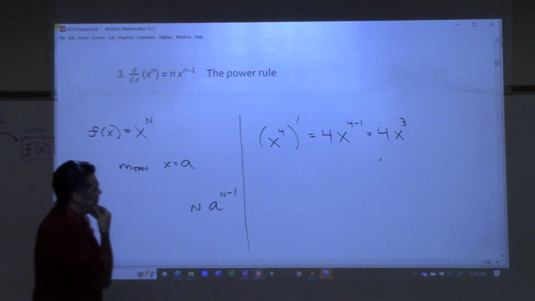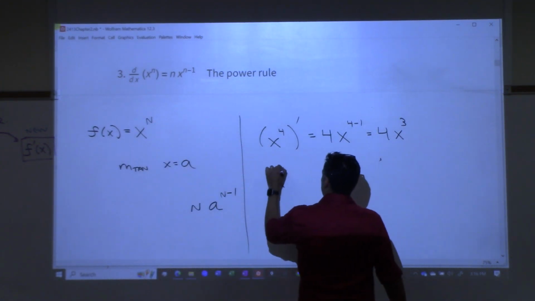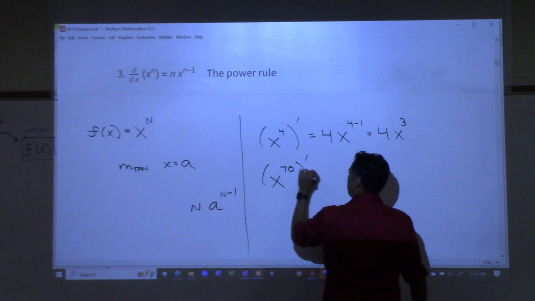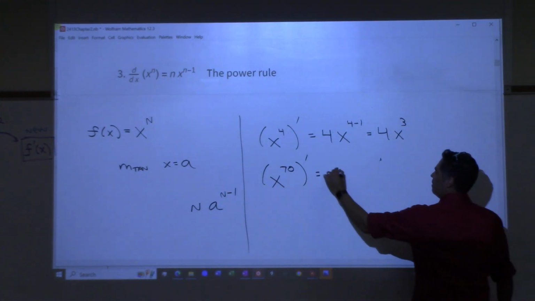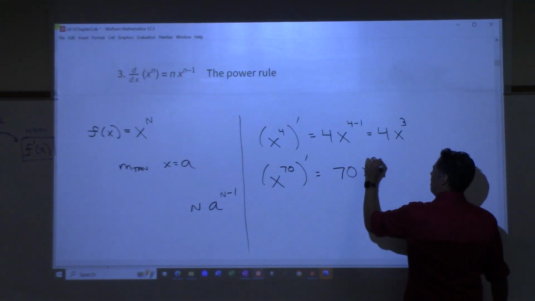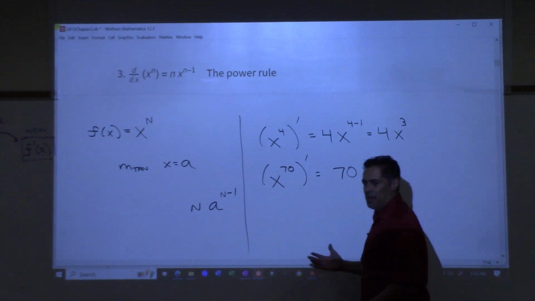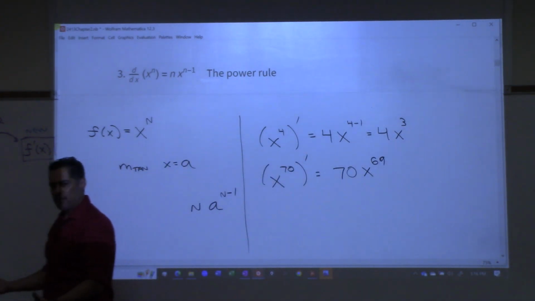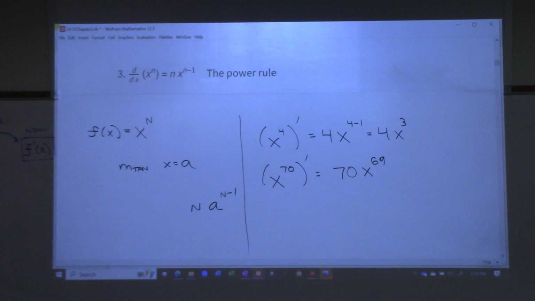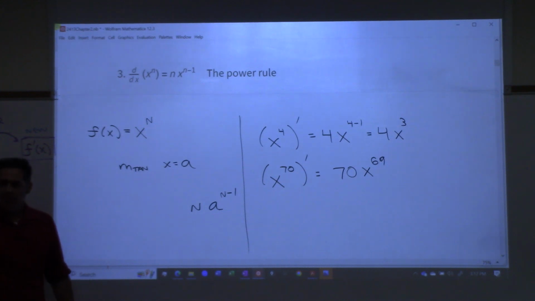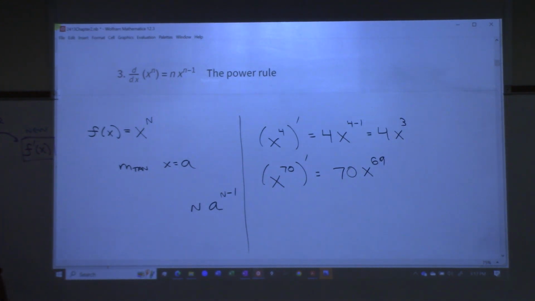Let's do another one. x to the 70th power. Take the derivative. 70 x to the 69. Done. Right? Nothing else to do. Isn't this nice? No limits. So there's a pro and con to this, because the good news is we have a shortcut that we can avoid limits. The bad news is that now I can start giving you more complicated functions.